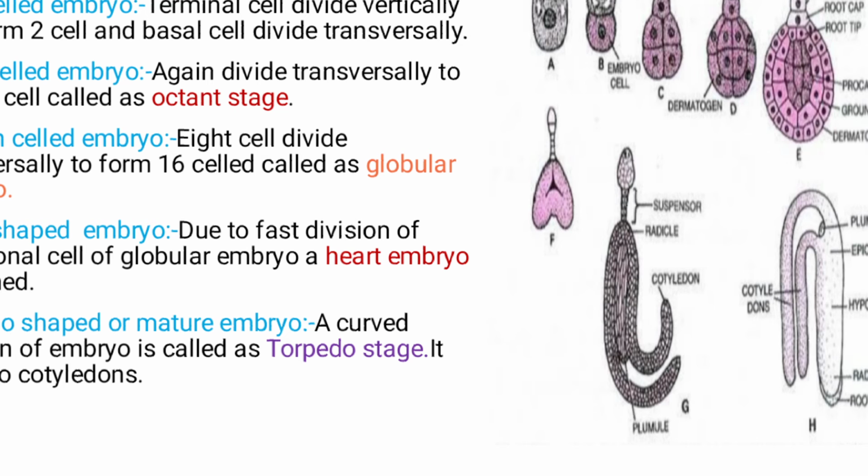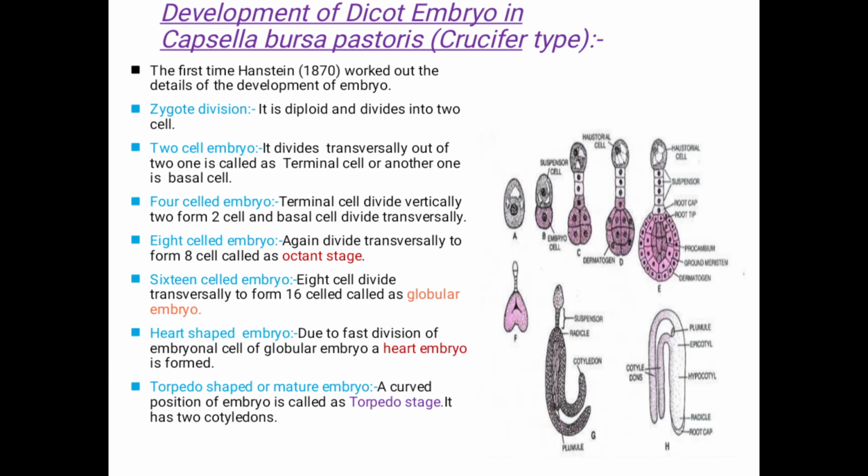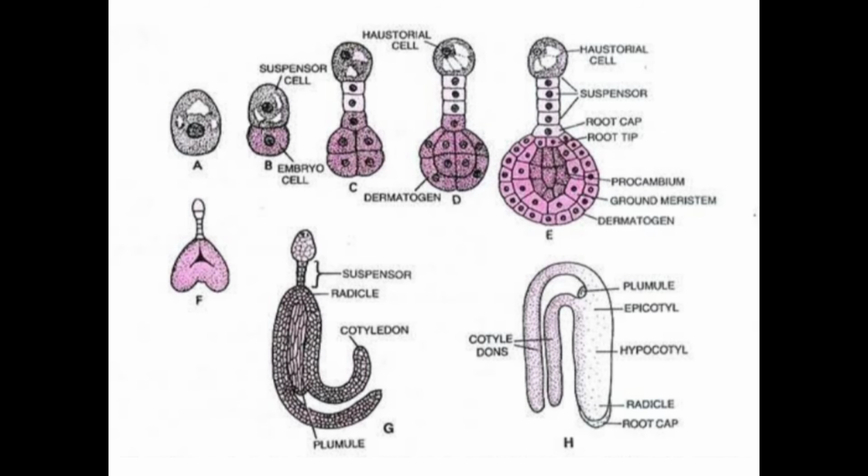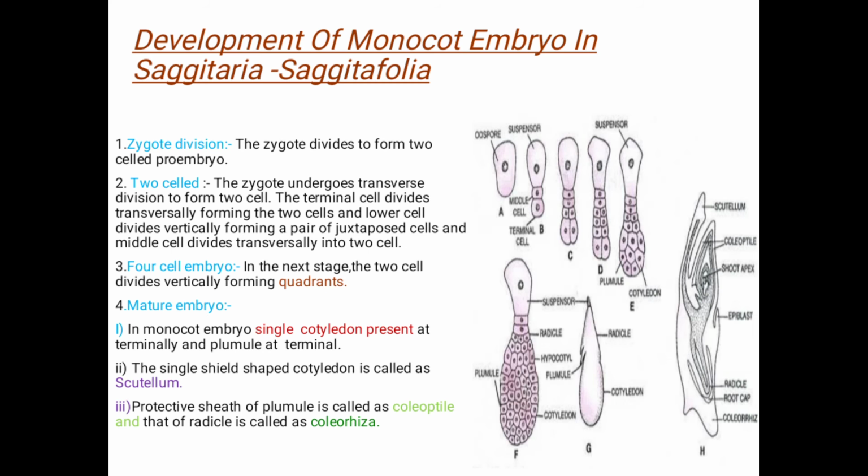How do we identify monocot or dicot? There are two cotyledons, 1, 2. It means that it is dicot. Now we have to see the development of monocot embryo in Sagittaria sagittifolia. There is no essential difference between the monocotyledon and dicotyledon regarding the early cell division of the proembryo, but the mature embryos are quite different in the two groups. The embryogeny of Sagittaria sagittifolia has been given as one of the examples. There are a few stages seen in monocot, as follows.